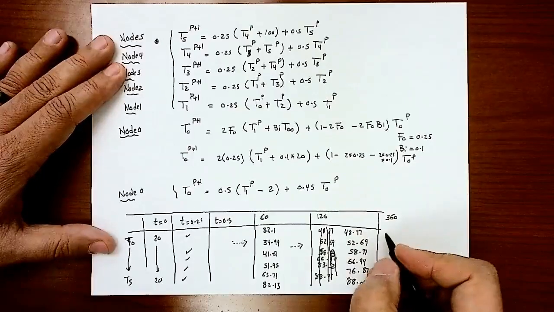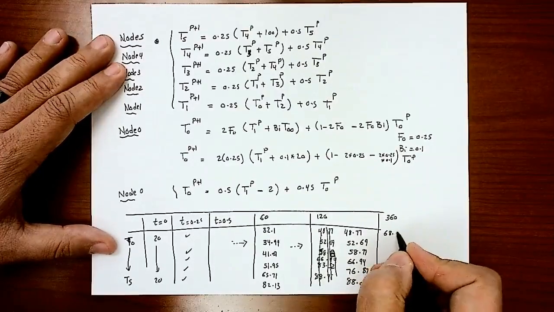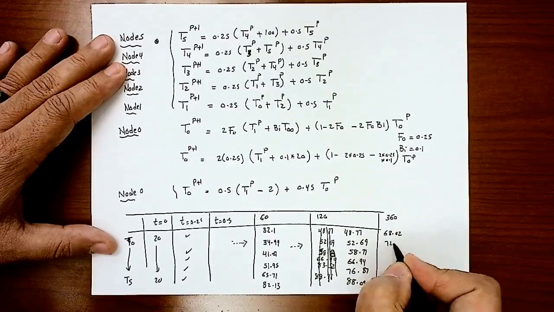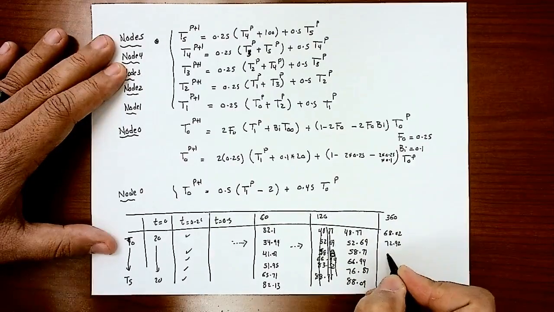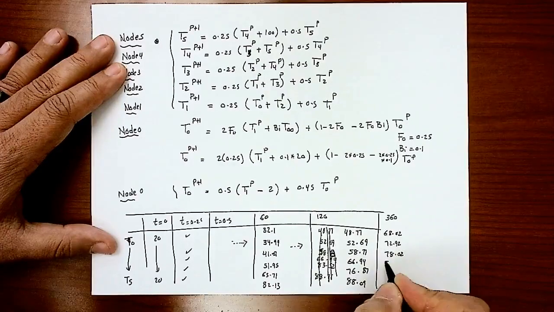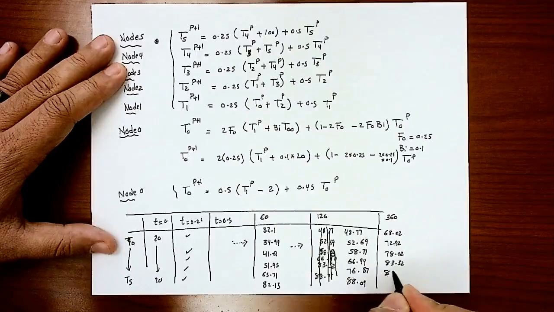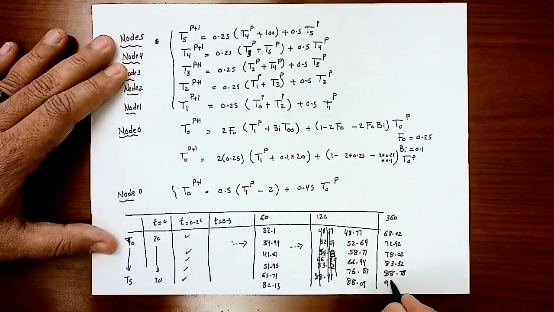Then you do that at 360 seconds. That's what the problem is asking for. I got 68.02, 72.92, 78.02, 83.32, 88.78, and I got 94.35.